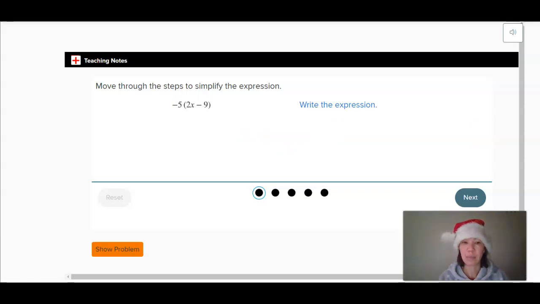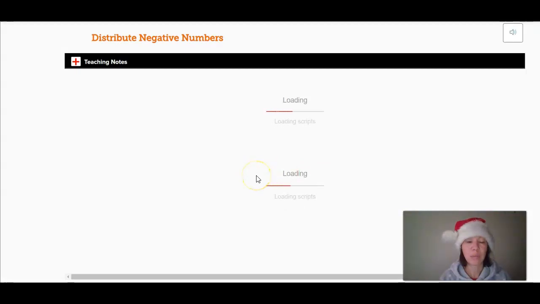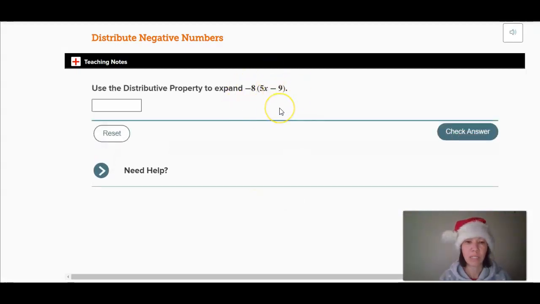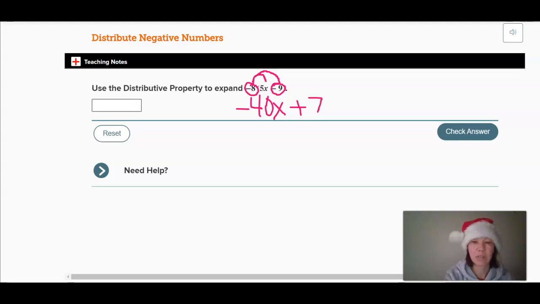Look at this next example and write this in the margins on page 238, right next to example 6. So write this problem down right here. Write this down. And let's do this one together. Negative 8 times positive 5x. So negative 8 times positive 5 would be negative 40x. And then negative 8 times negative 9. Negative times a negative is positive 72. And so that's how we would distribute.